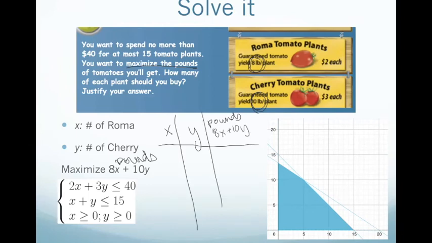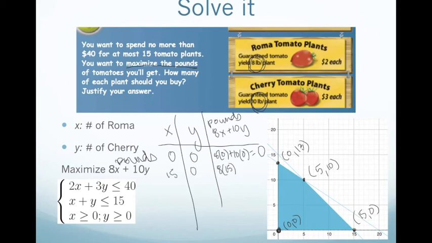And our corners here, we have 0, 0. We have 15, 0. We have 5, 10. And we have 0, 13. Right, so I'm finding the corners and I'm looking at the coordinates of those corners. So let's start with 0, 0. 8 times 0 plus 10 times 0 equals 0. I don't think that's going to be our maximum. Let's try 15, 0. 8 times 15 plus 10 times 0. 8 times 15 is 120.